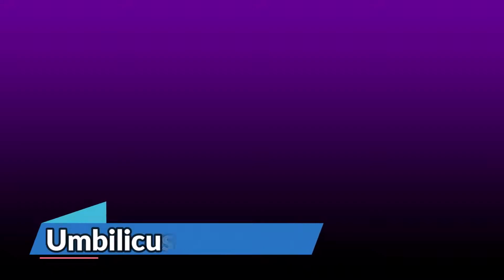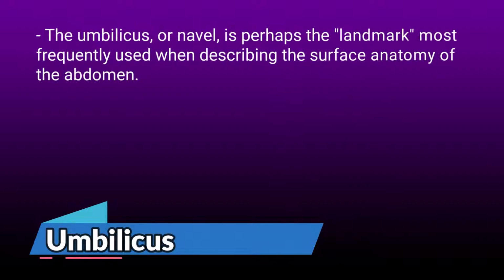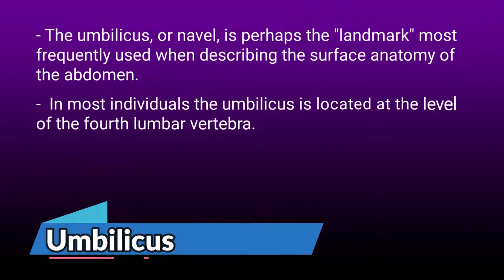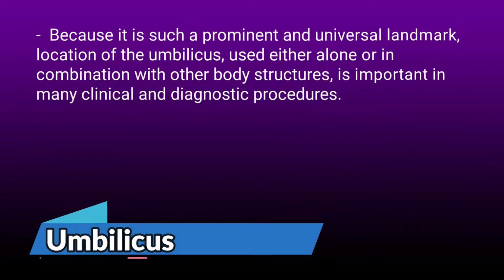Some brief introduction on the umbilicus. The umbilicus or navel is perhaps the landmark most frequently used when describing the surface anatomy of the abdomen. In most individuals, the umbilicus is located at the level of the 4th lumbar vertebra. Because it is such a prominent and universal landmark, location of the umbilicus, used either alone or in combination with other body structures, is important in many clinical and diagnostic procedures.